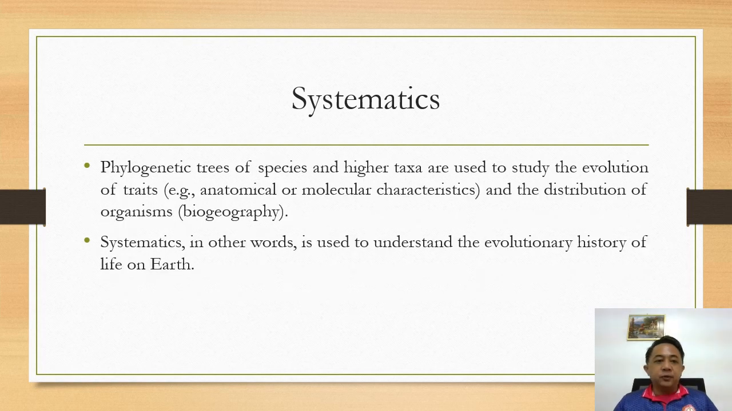Okay. Next, we are going to discuss once again your phylogenetic trees of species and higher taxa, which is very commonly used in the study of evolutionary traits, such as your anatomical or molecular characteristics, as well as the distribution of organisms, or what we call your biogeography. So when we talk about biogeography, in other words, you are going to identify the location of the microorganism. Is it present in colder regions or warmer regions, or is it present in a certain environment only?